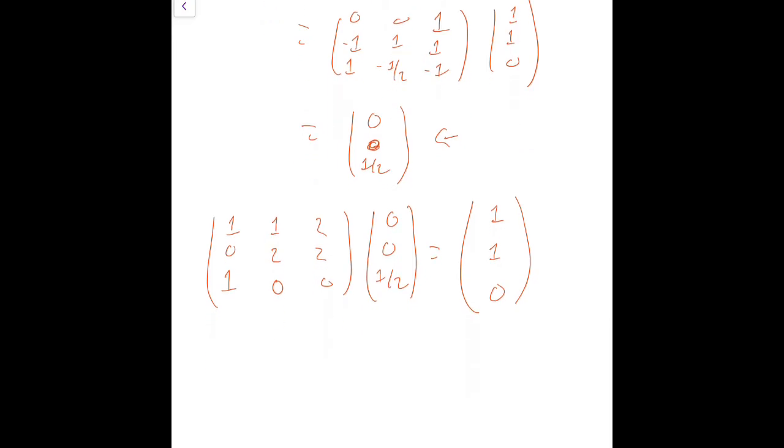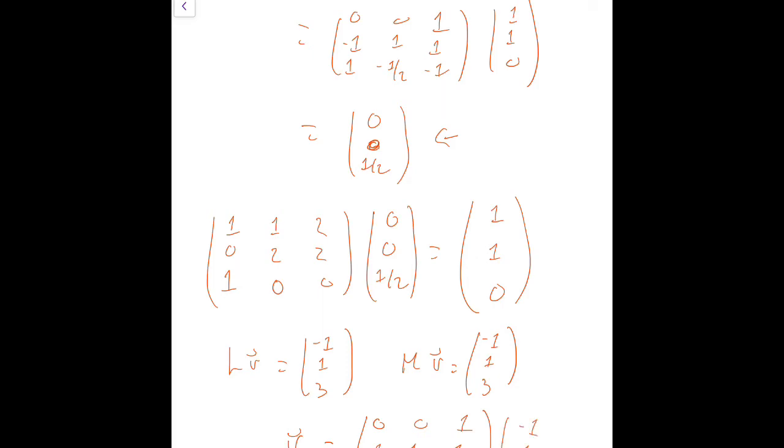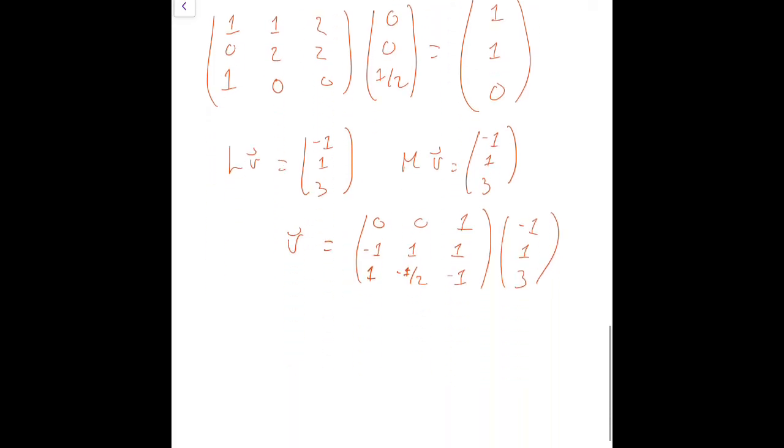Similarly, if we want to solve the equation LV is equal to minus 1, 1, 3, this is the same as solving the equation MV is equal to minus 1, 1, 3. And so V, the solution, is going to be M inverse times the vector. M inverse is 0, 0, 1, minus 1, 1, 1, 1, minus 1/2, minus 1. And we're going to multiply it by minus 1, 1, 3.